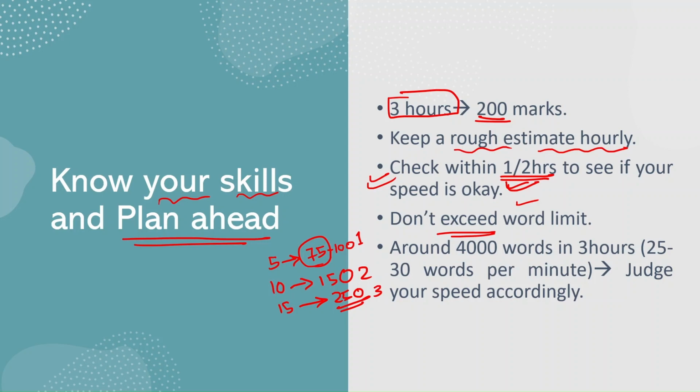So the overall paper में जो UPSC का expectation होता है, it is 4000 words in 3 hours. Around 4000 words in 3 hours, which translates to roughly 25 to 30 words per minute. So judge your speed accordingly. So this is about the whole paper. How do you approach the whole paper?